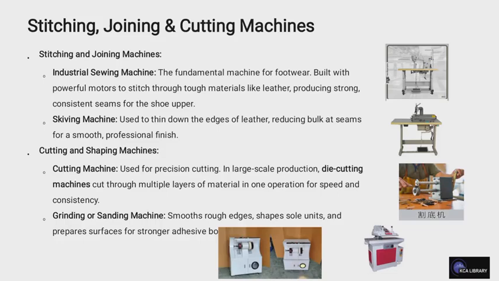For the cutting and shaping machines, we have the cutting machine and the grinding or sanding machine. The cutting machine is used for precision cutting. And in large scale production, the die cutting machine cuts through multiple layers of materials in one operation for speed and consistency. And the grinding or sanding machine is used to smooth rough edges, to shape sole units, and also prepare surfaces for stronger adhesives.